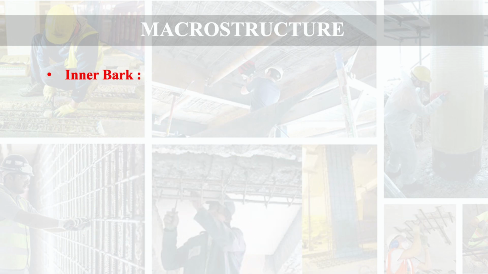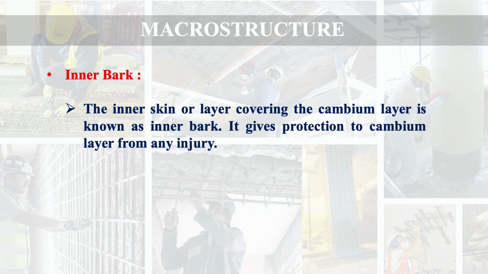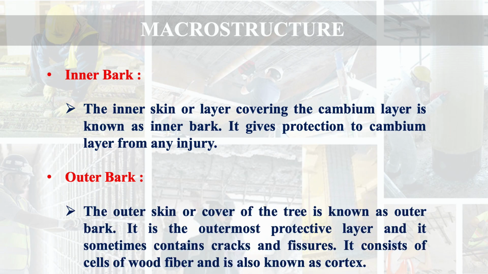Next layer is inner bark. The inner skin or layer covering the cambium layer is known as inner bark. It gives protection to the cambium layer from injury. Then comes the outer bark. The outer skin or cover of the tree is known as outer bark. It is the outermost protective layer and it sometimes contains cracks and fissures. It consists of cells of wood fiber and is also known as cortex.